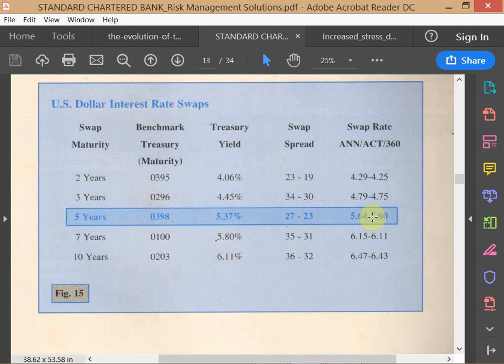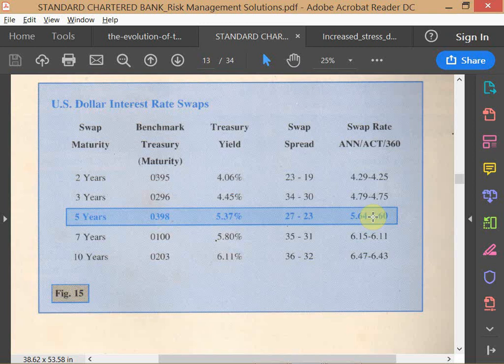Therefore we are able to say that the IRS rate for any maturity is the equivalent of the LIBOR rate for that maturity, because the IRS rate is being exchanged against 3-month LIBOR. Strictly speaking, we should say 3-month LIBOR, because that's the maturity for which it is quoted. Is this clear to everyone? Yes.